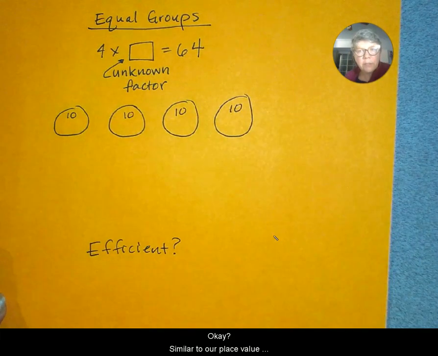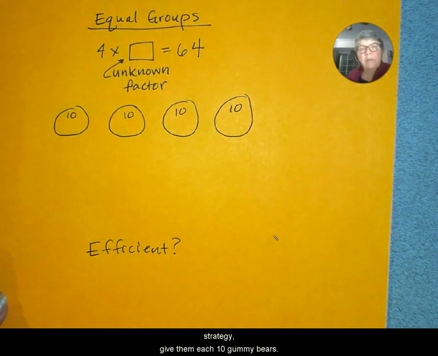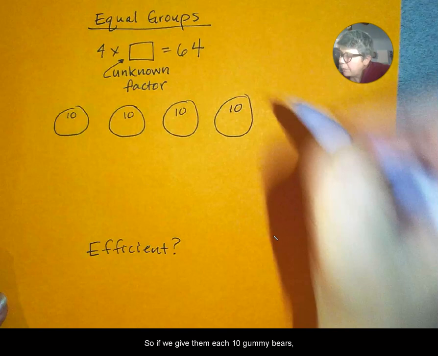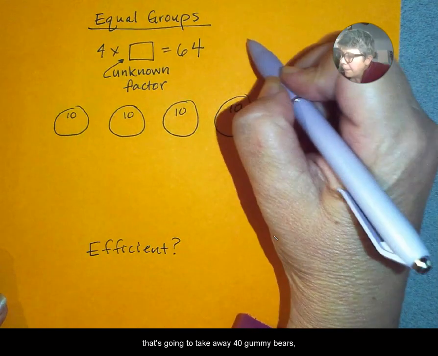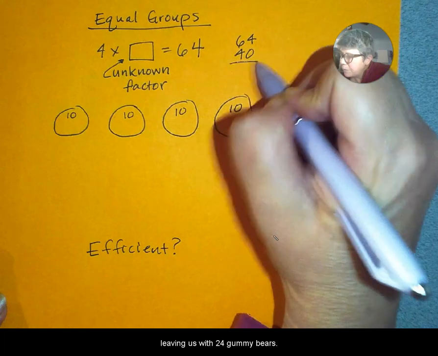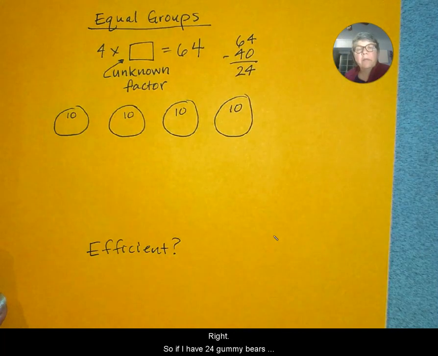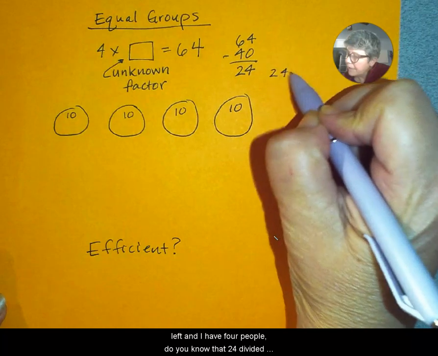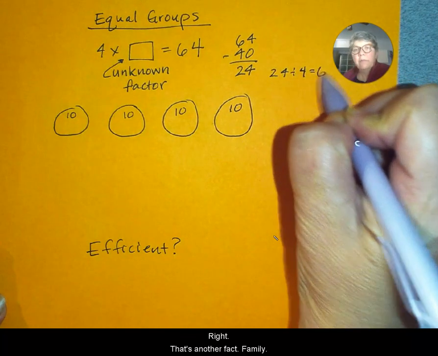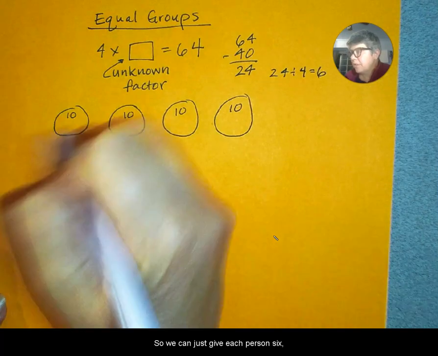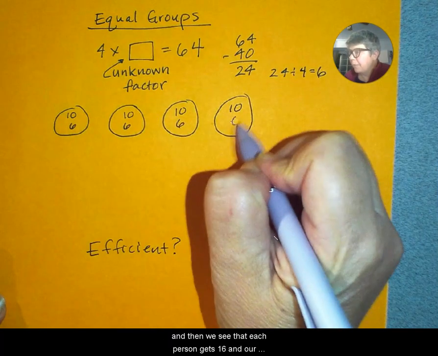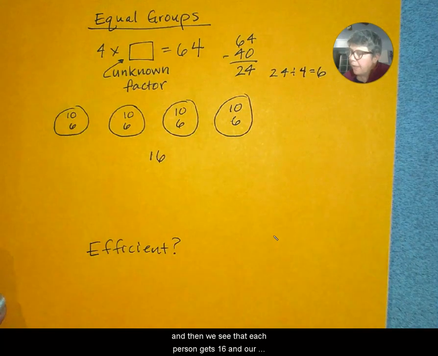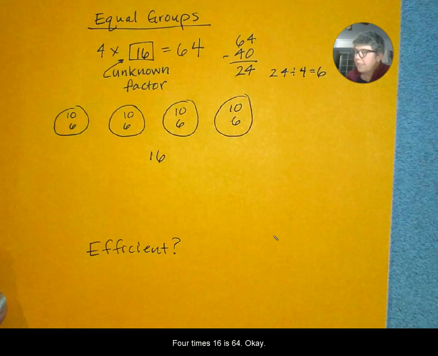Okay? Similar to our place value strategy. Give them each 10 gummy bears. So if we give them each 10 gummy bears, that's going to take away 40 gummy bears, leaving us with 24 gummy bears, right? So if I have 24 gummy bears left and I have 4 people, do you know that 24 divided by 4 is 6, right? That's another fact family. So we can just give each person 6, and then we see that each person gets 16, and our unknown factor is 16. 4 times 16 is 64, okay?